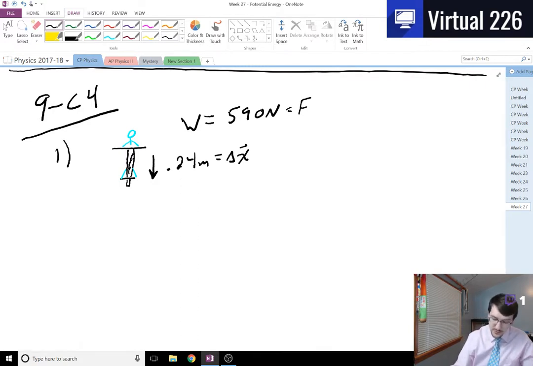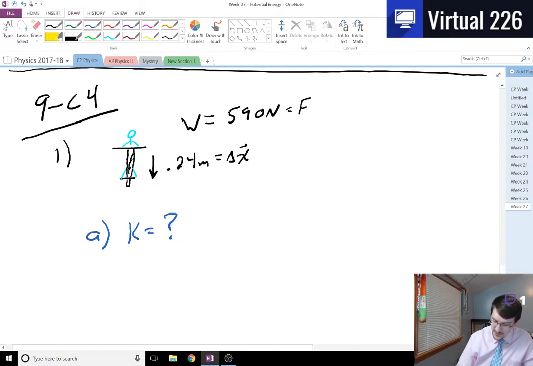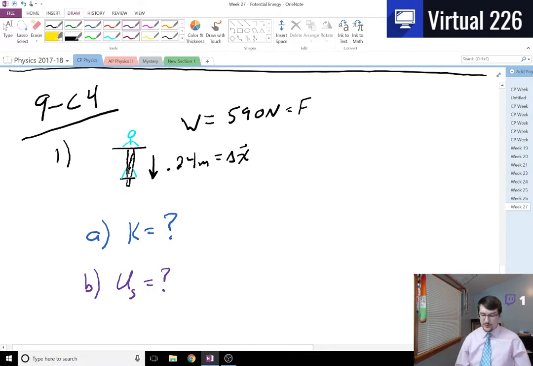What we'd like to do in this problem are two things. The first thing we'd like to do is, what is the spring constant for this pogo stick? What is K? The second thing we'd like to do is, once we find K, what is the spring potential energy, sometimes called an elastic potential energy, when it's compressed by a different value? So what is that spring potential there? Okay, so what do we have going on for this problem?